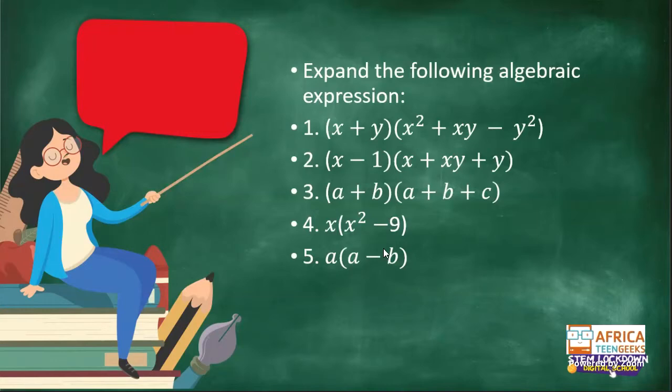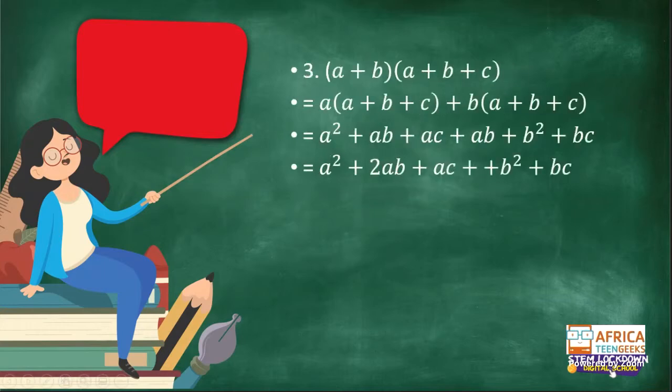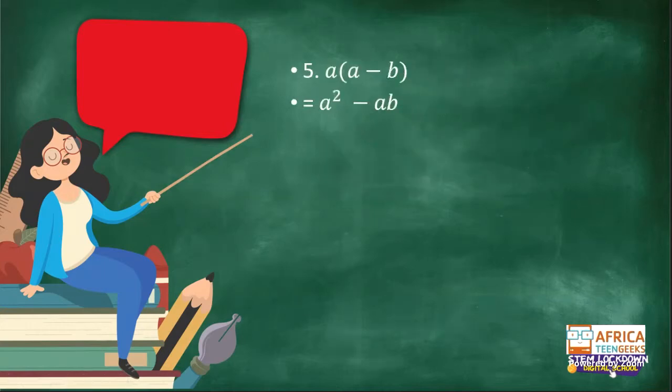So that is definitely correct, Tino. You are right, because when you multiply A by A, you get A squared. Yes, sir. And when you multiply A by B, you get AB. So basically, you will have A squared minus AB. Yes, sir. That is what you will have.